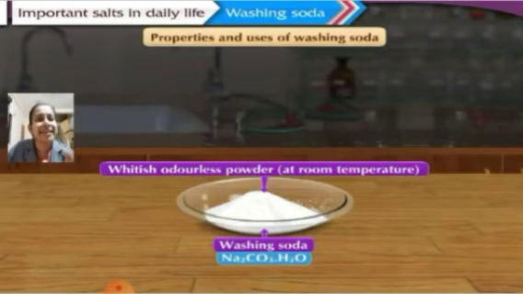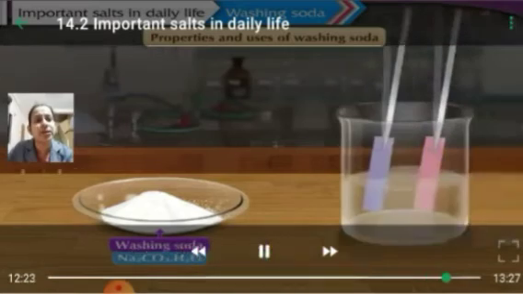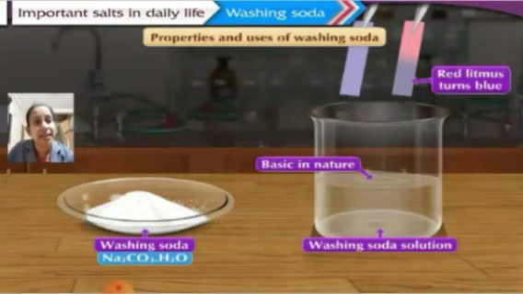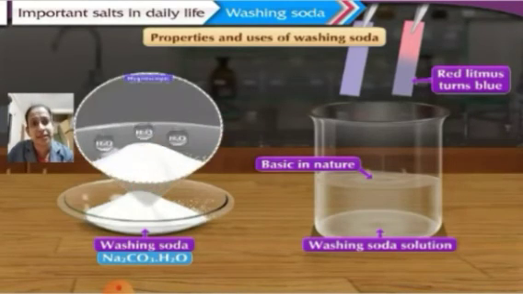Washing soda is whitish, odorless, that means there is no odor for it, at room temperature. Fine. Now when it is tested with the litmus paper, you will find that the red litmus turns blue, which means that it is basic in nature. Blue does not change its color, you can see.